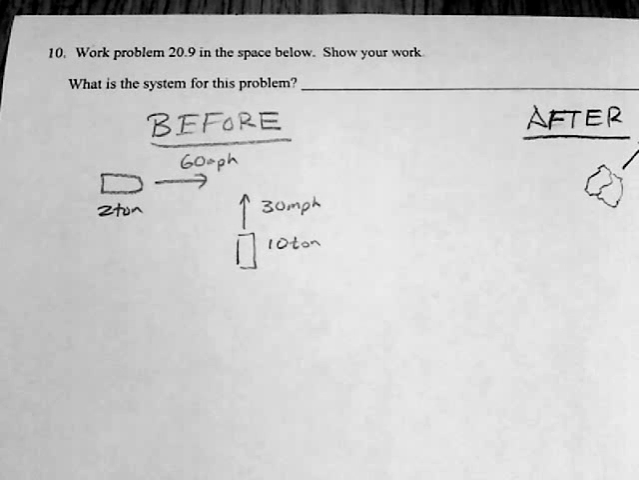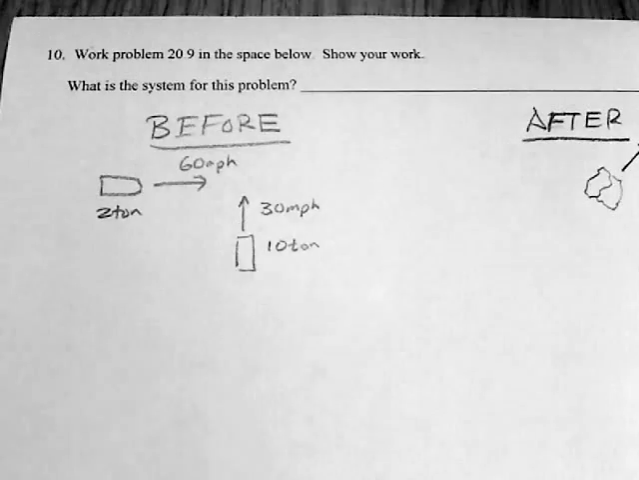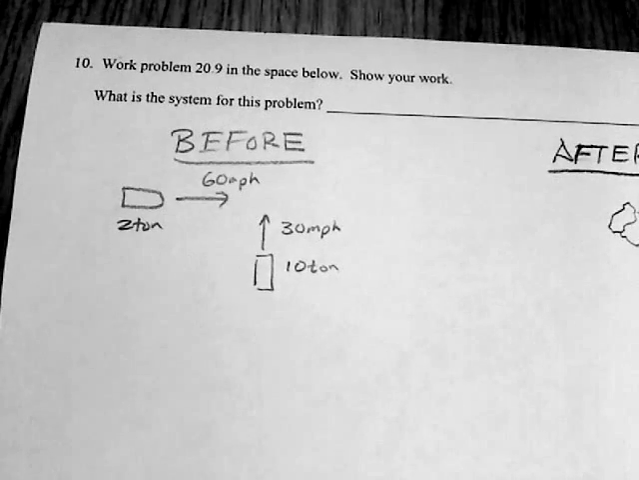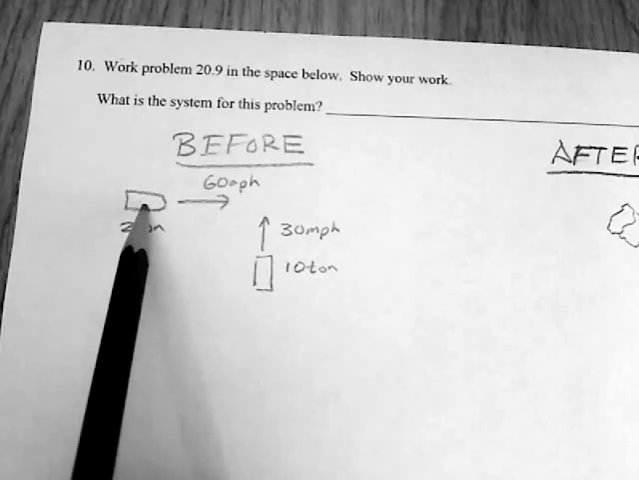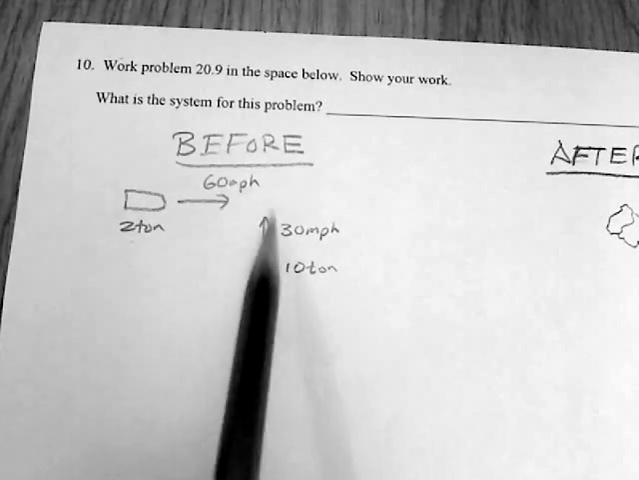Problem 10 on the homework handout. This is homework 8, chapter 20, linear momentum. Problem 20.9 deals with the collision between two vehicles. One is a two-ton vehicle traveling at 60 miles per hour.